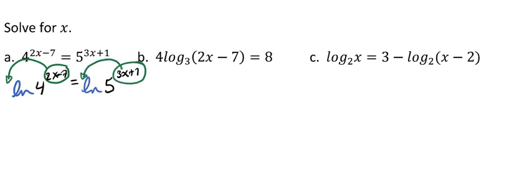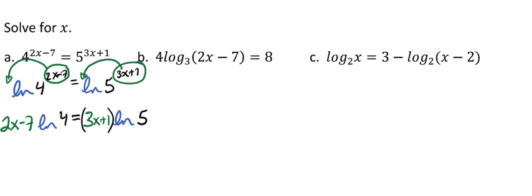So now I have 2x minus 7 times the natural log of 4 set equal to 3x plus 1 times the natural log of 5. And this should be a 3x plus 1 like that, and this should be a 2x minus 7 like that.